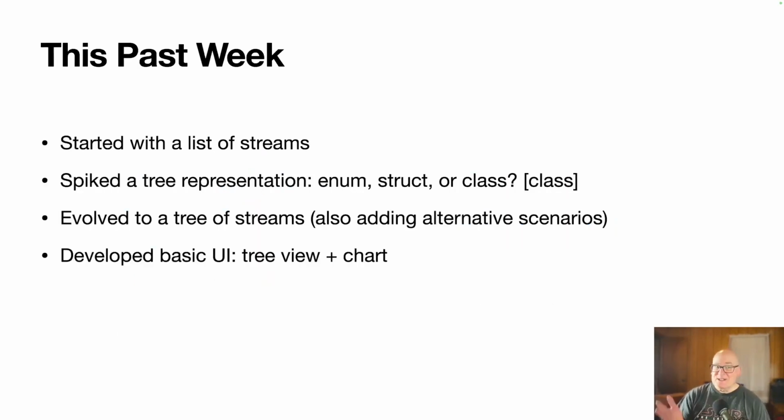All right. And so this past week, we started with the idea of a list of streams. I think adding the pools will be relatively easy once we understand how that all works. Then we spiked a tree representation. Would it be better to represent it as an enum, a struct, or a class? And we ended up doing a class. And then we evolved from the list of streams to the tree of streams and added this idea of alternative scenarios and developed a basic UI that's got a tree view and a chart.